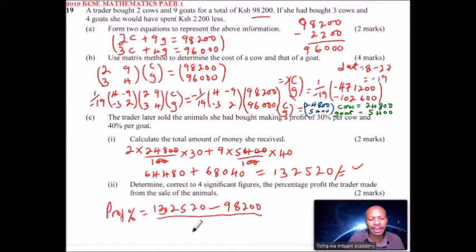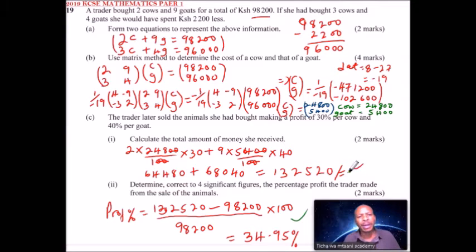Then you divide by the amount he spent, which is 98,200, and you multiply by 100. You can use your calculator to compute that. You get 34.9. There are many decimals, but we are told to give four significant figures, so we say it is 34.95%. So that is the percentage profit that the trader made by selling the animals later on. So that's how you go about that.